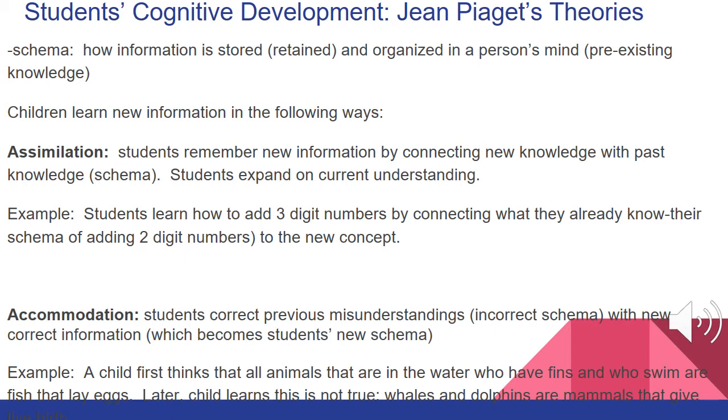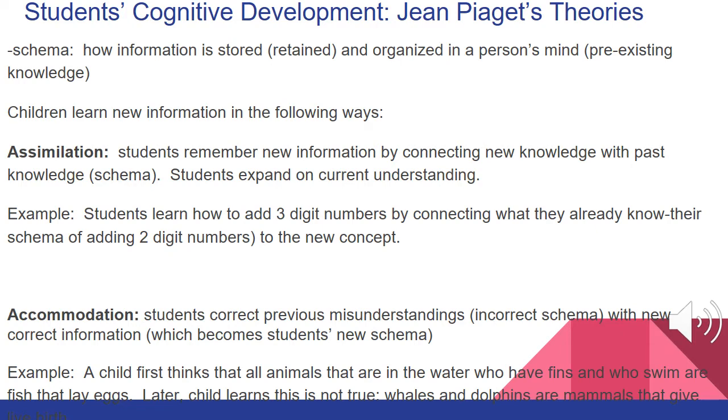On the other hand, students also accommodate information. So accommodation is actually when students correct previous misunderstandings or incorrect schema with new information that is correct. And so an example I gave is that probably as a child, many children see anything that's swimming in the water that has fins and that lives in the water full time as a fish.